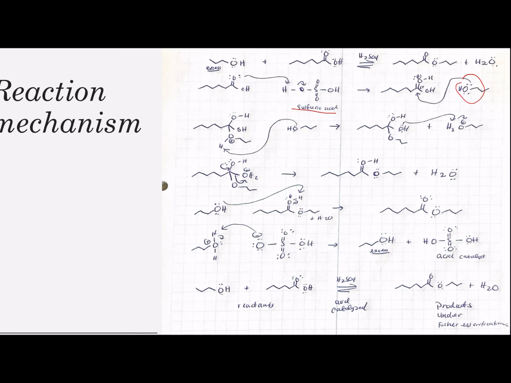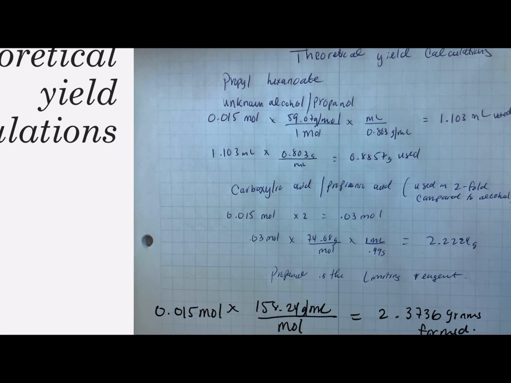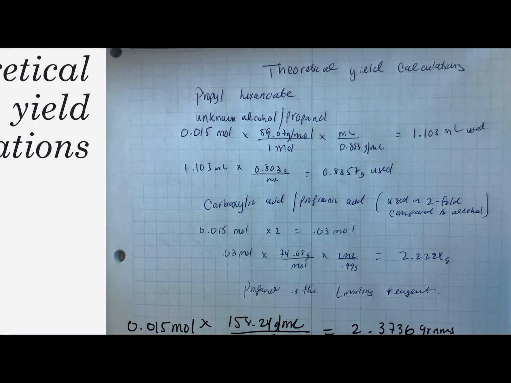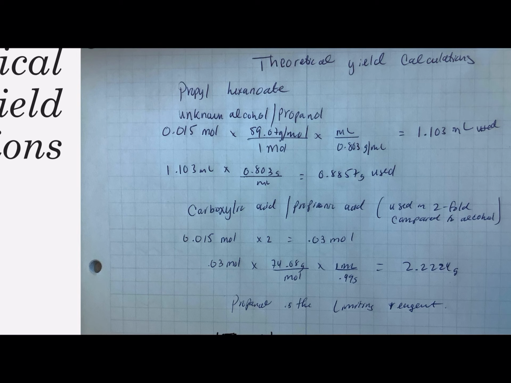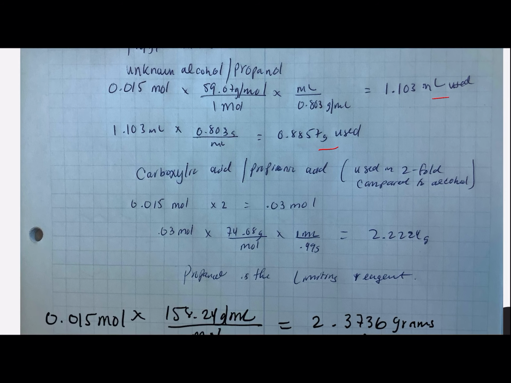So let's move forward onto talking about the theoretical yield calculations. For the theoretical yield calculations, we have propyl hexanoate. We have to talk about our unknown alcohol, propanol, and we have 0.015 moles, and we're multiplying that by the density, and we're getting the milliliters used, or just the amount used, both in milliliters and grams, of course. So we have our hexanoic acid being 0.015 moles, and we're multiplying that by 2 because of the twofold comparison to the alcohol.